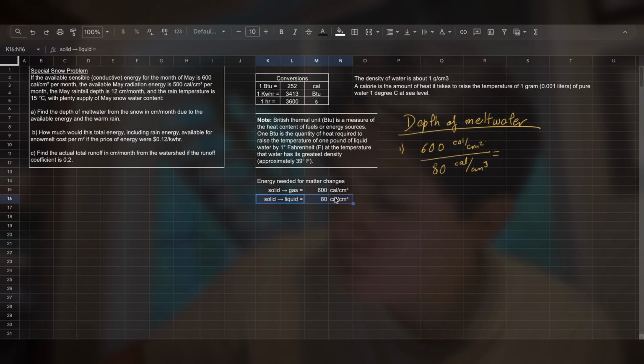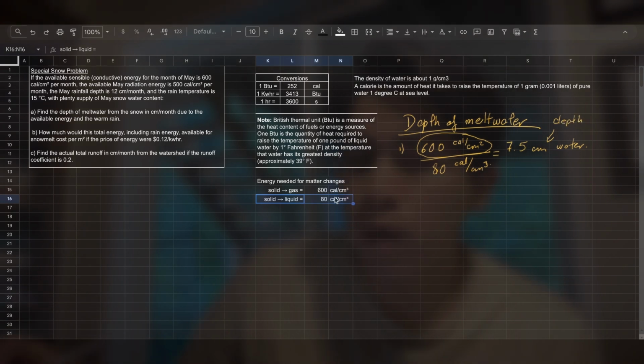If you notice, this is square centimeter, this is cubic centimeter, so we're going to get centimeters. And we divide it to see how many centimeters we get out of 600 calories per square centimeter of energy. So that's going to give us around 7.5 centimeters of water, or in this case depth, right? We're not including the area. So it's just the depth of water with this energy at whatever area that we have.